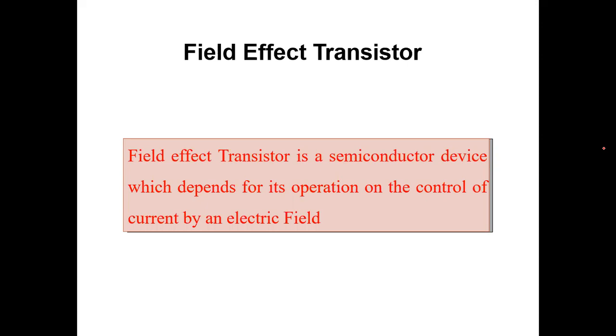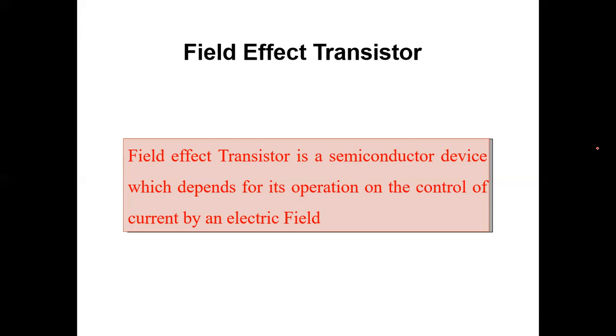So last class we discussed the basic SCR and TRIAC. Those are the basic switching devices used in different circuits. They have some disadvantages, like power loss and lower efficiency. So for this purpose, we are using the FET, that is the field effect transistor.